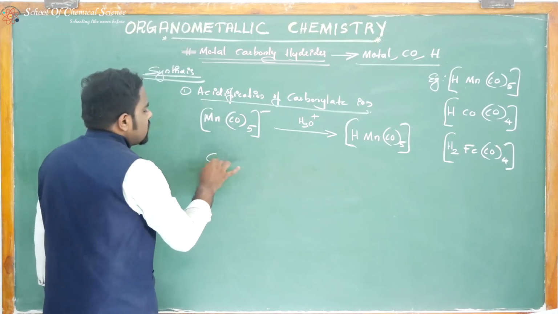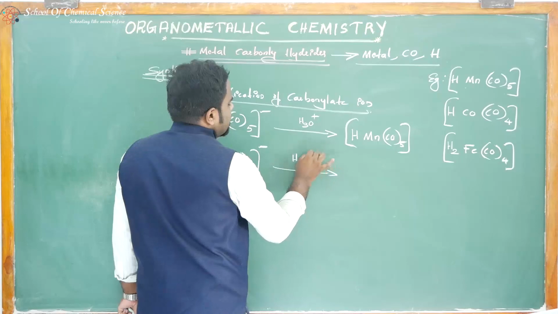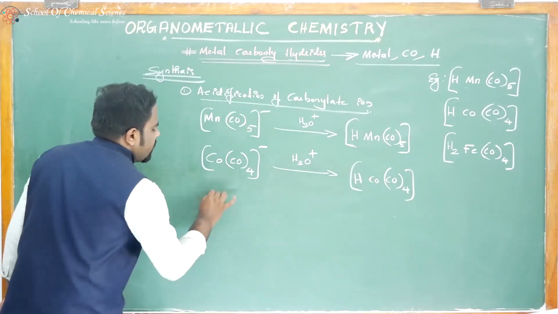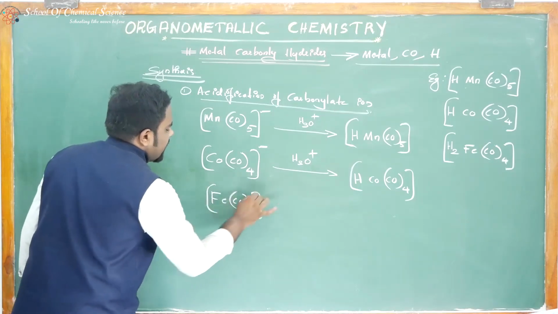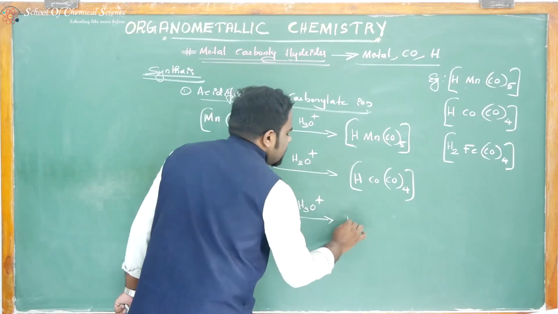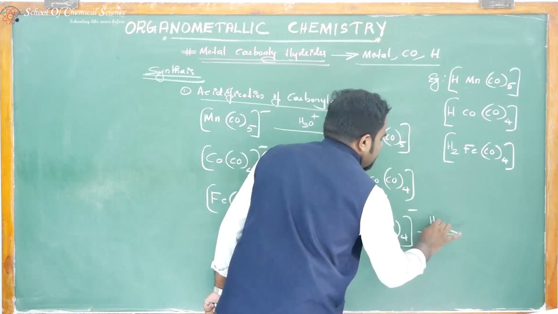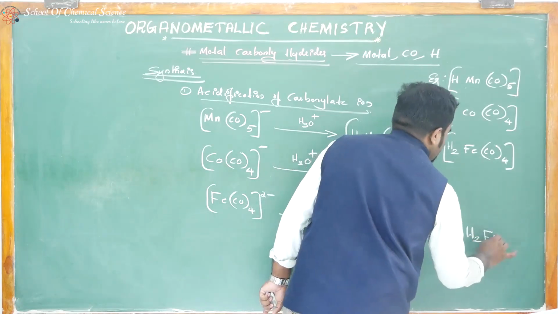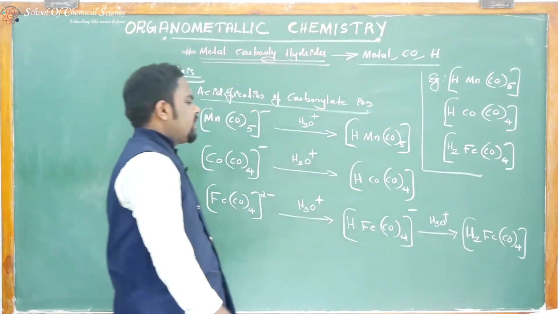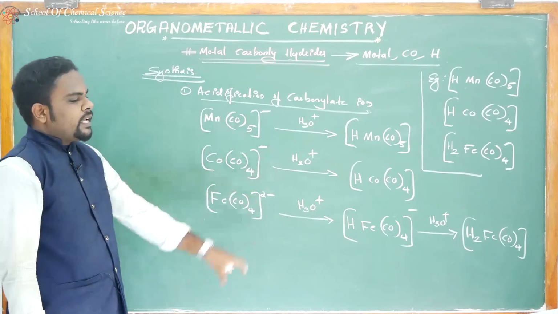Another example, CoCO4 minus, on acidification with H3O plus, you will get HCoCO4. Similarly FeCO4 2 negative, Collman's reagent, a metal carbonylate ion. Acidification with H3O plus. In the first step, 1 hydrogen is added, giving HFeCO4 negative. With further acidification, the 2 negative charge is cancelled by 2 hydrogens, giving H2FeCO4. So this is the method of preparation of metal carbonyl hydride. How to take a carbonylate ion? Simply acidification.